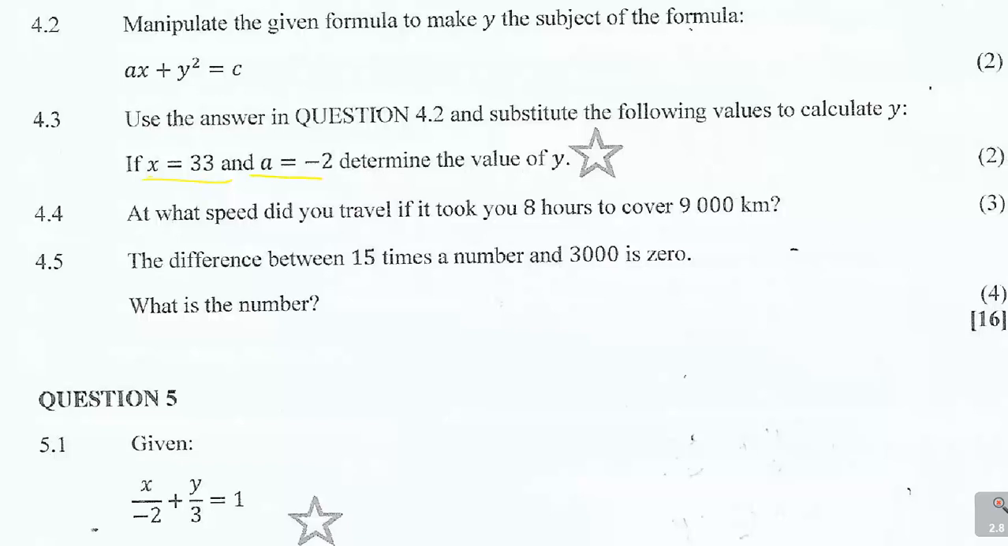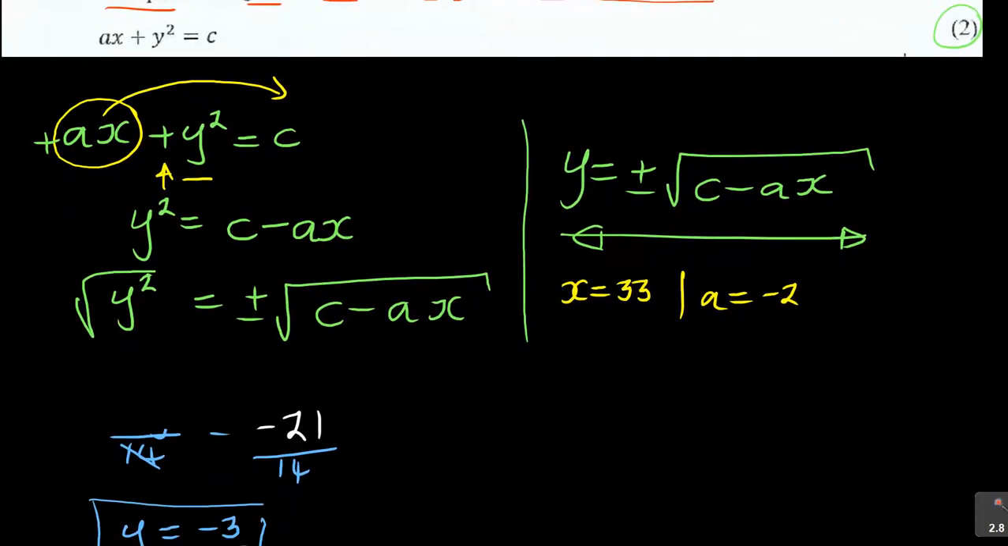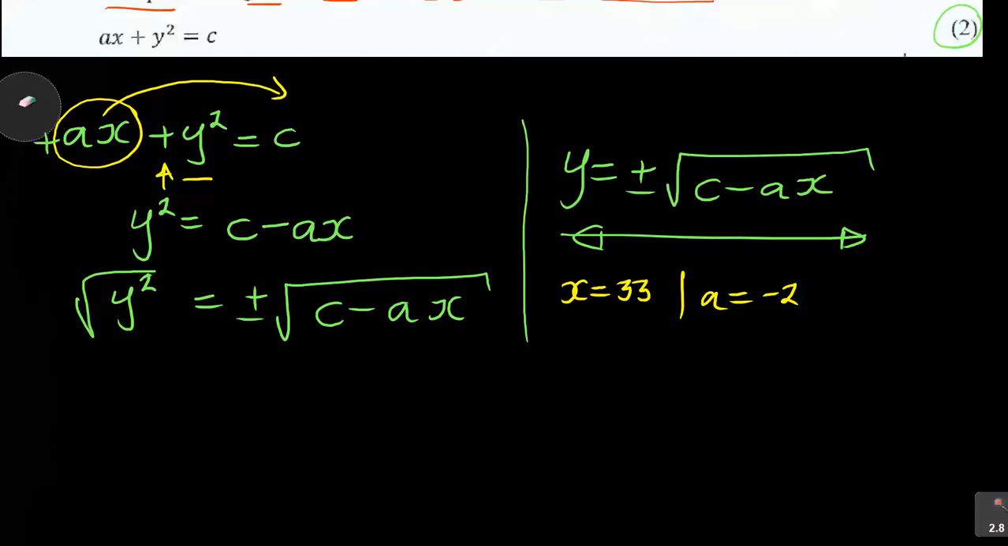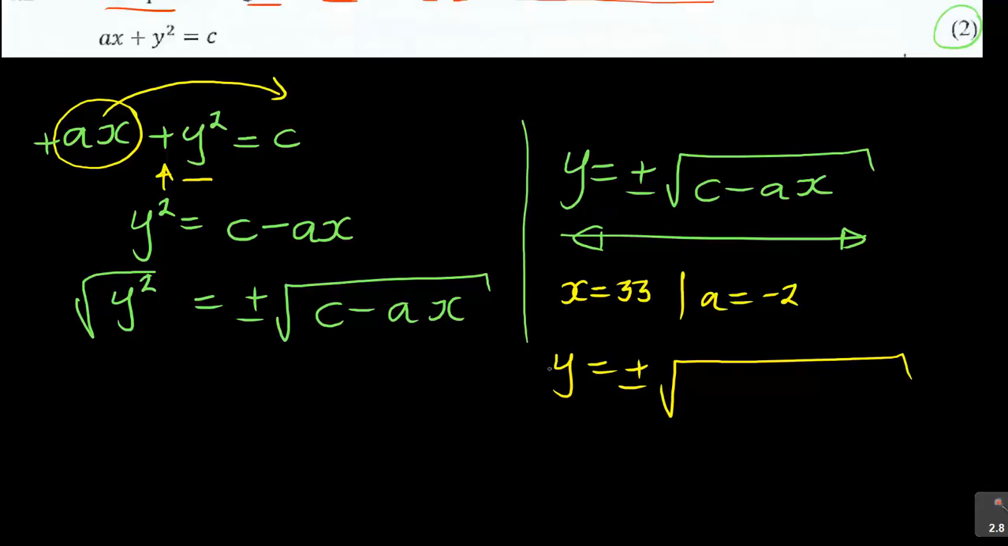is 2 marks. So when I do that, now I'm substituting. So when I do that substitution, remember this is not part. So what I'll have here, I'll have y is equal to plus or minus. I'm now substituting c, but they didn't give me the value of c. You see, they did not give me any value of c. They gave me the x, the a, but this question had c. It says manipulate the following formula, and they didn't give me any c. I think that was an error there.